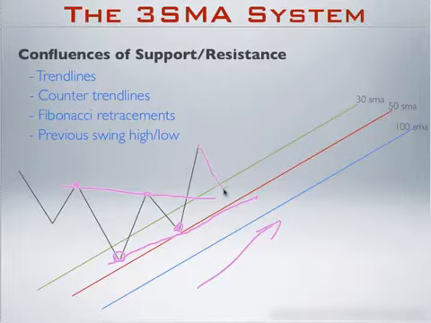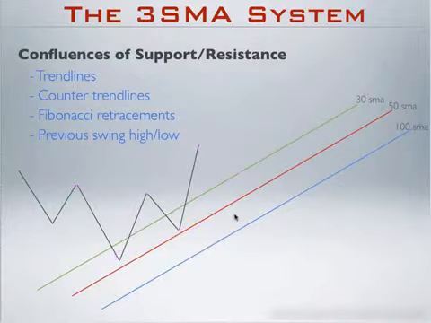So if price comes back down to retest that area, the dynamic area of support and resistance, we have this again, this counter trend line falling in line somewhere in there. All right, so basically this is the concept.